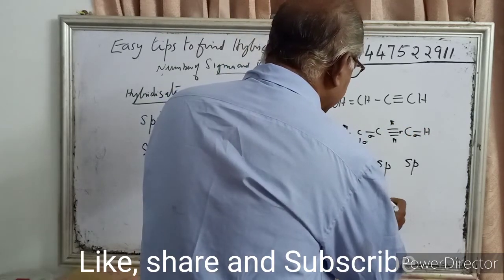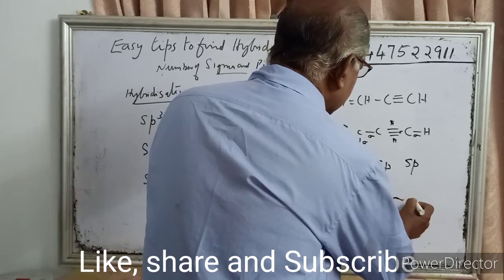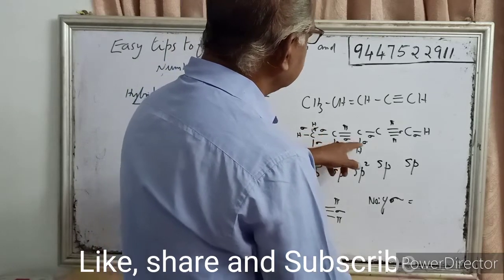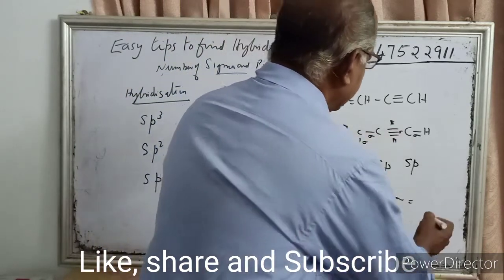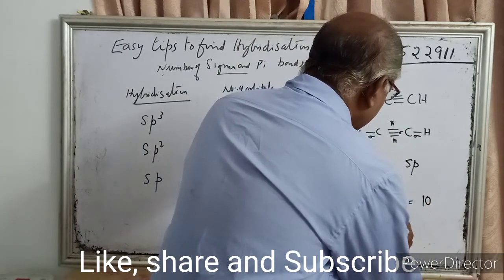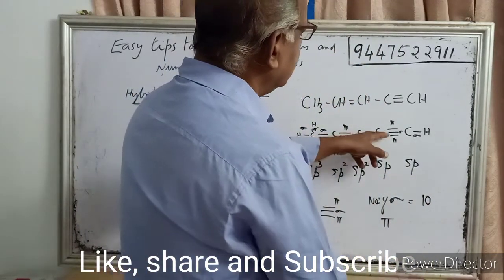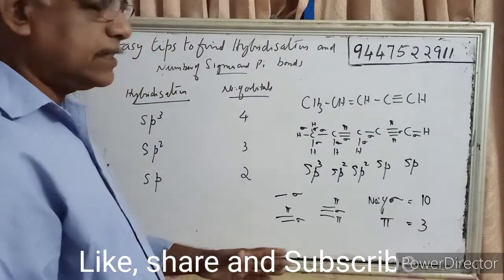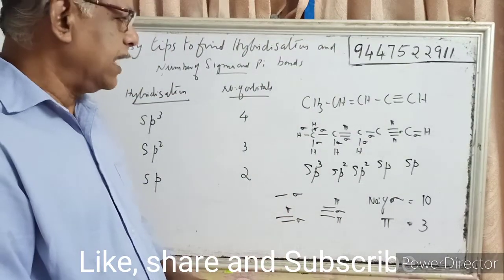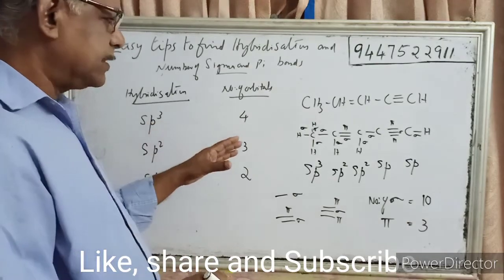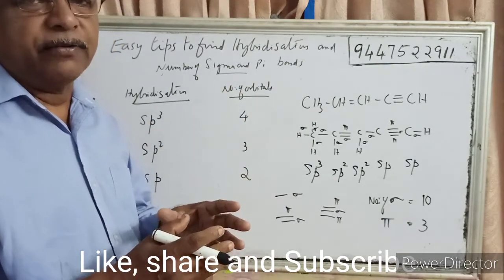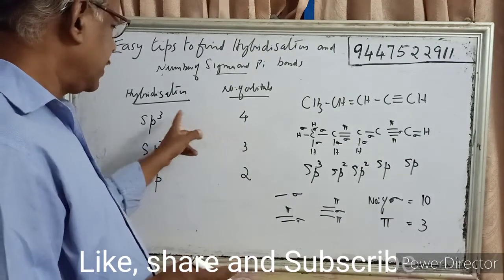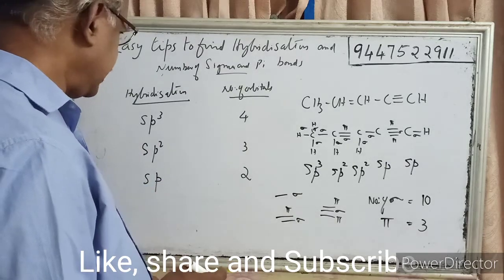So the number of sigma bonds is: 1, 2, 3, 4, then 5, 6, 7, 8, 9, 10. 10 sigma bonds are there. Coming to the number of pi bonds, the double bond contains 1 and the triple bond contains 2. So 2 plus 1, 3 pi bonds. That's the method to find the number of sigma bonds and pi bonds. And hybridization is the minimum orbitals required. We have to count, and that gives the hybridization: minimum 3 is sp2, 4 is sp3, and only 2 is sp hybridization.